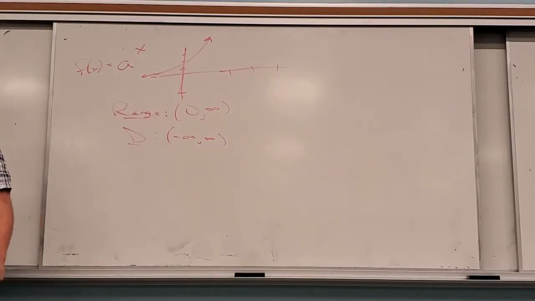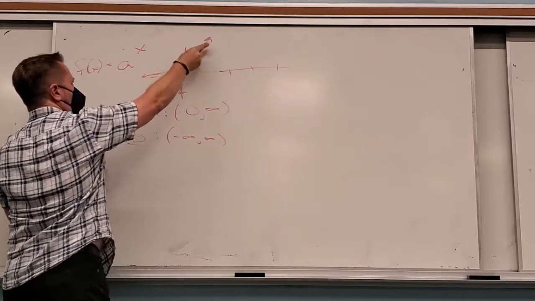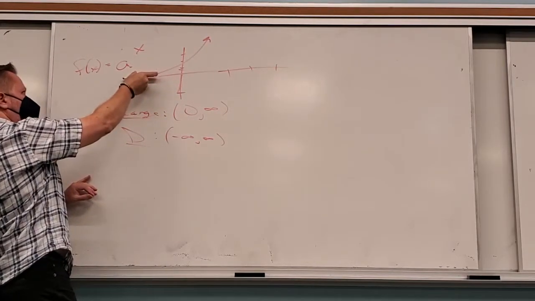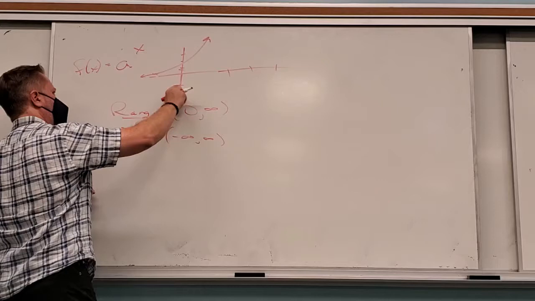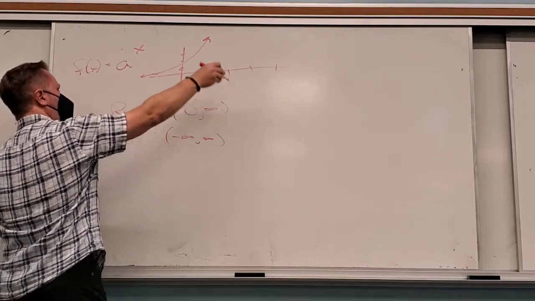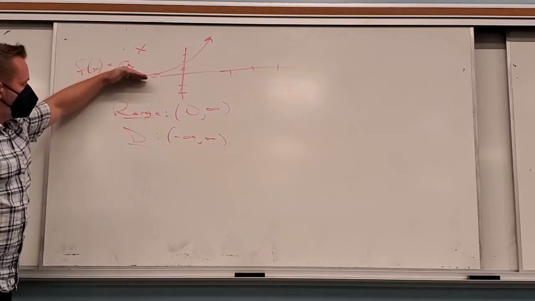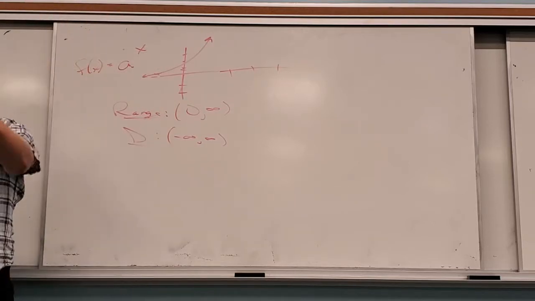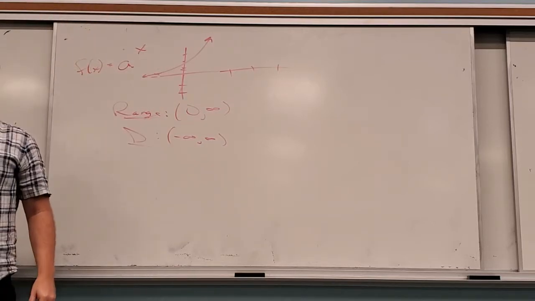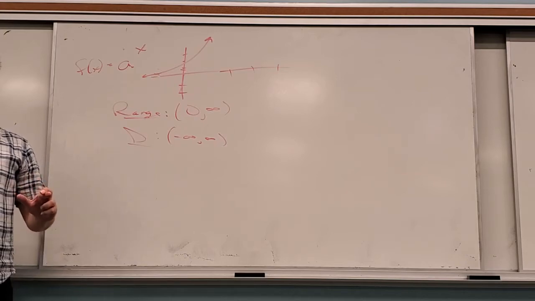No. So can it get through that x-axis? No. Is this y on the graph somewhere? No. It can't get down there. So that's why the range is 0 to infinity. The output can't be negative.